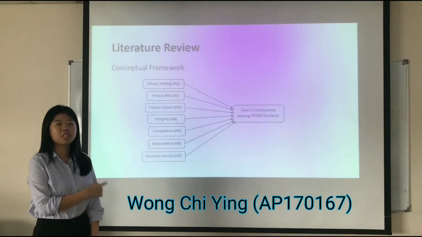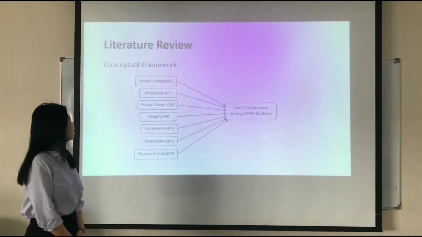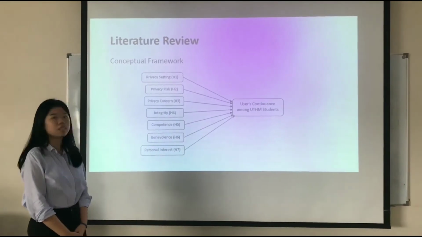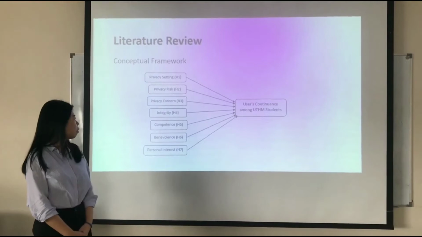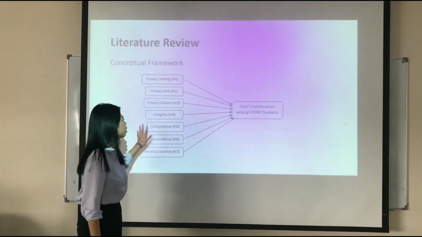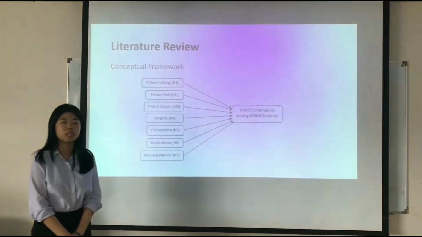In our conceptual framework, we have 7 independent variables and 1 dependent variable. Our independent variables are privacy setting, privacy risk, privacy concern, integrity, competence, benevolence, and personal interest. These are the factors affecting user continuance among UTHM students.